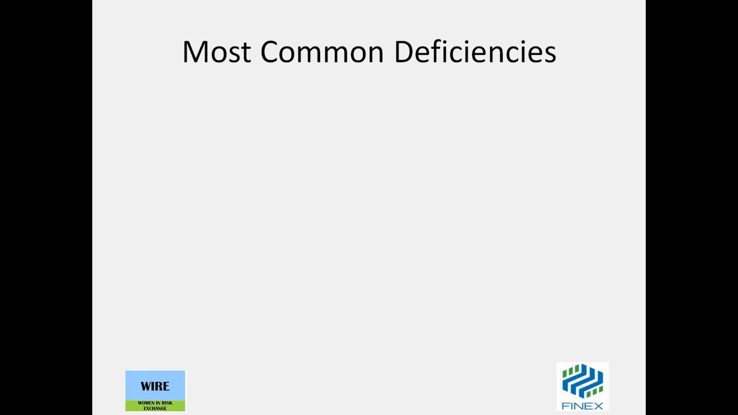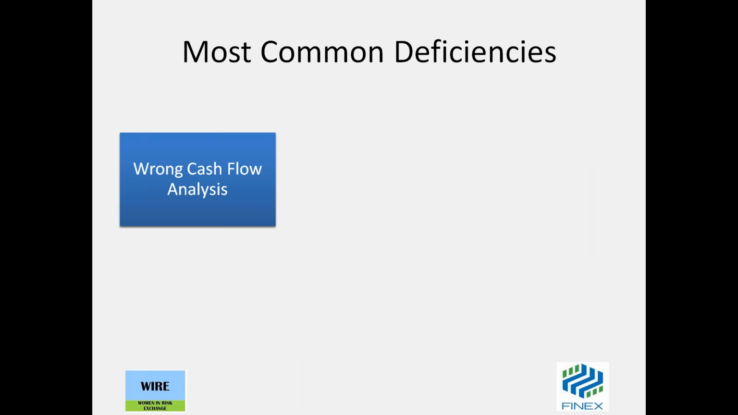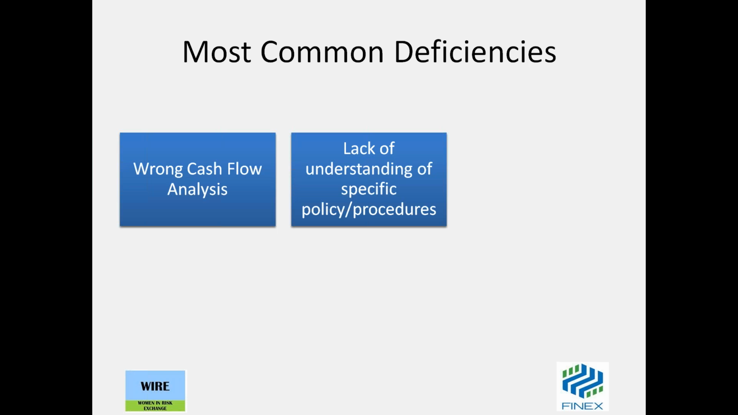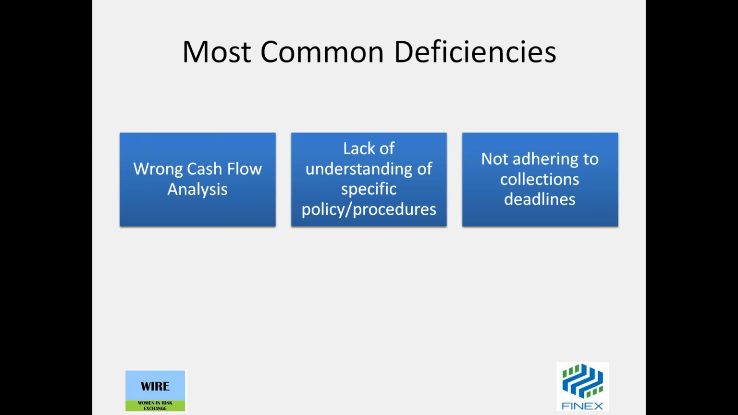So, common deficiencies, very briefly, and then we're going to have our expert. Wrong cash flow analysis, not asking all the questions, not looking at red flags, lack of understanding of specific policies or procedures. Maybe head office implements something new, but no one is telling the loan officers or explaining it to them. Not adhering to collection deadlines. Most institutions have timelines for collections, and I find in many institutions that people aren't checking if they're adhering, that a specific letter needs to be sent out at a certain time. And it's important, especially with collections, that it's all done in a systematic way.